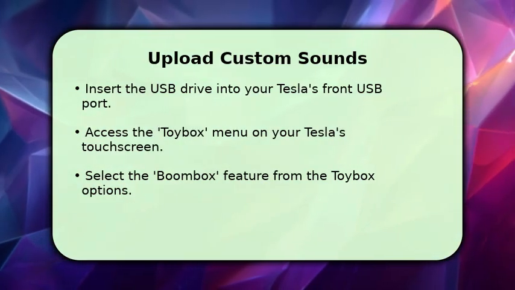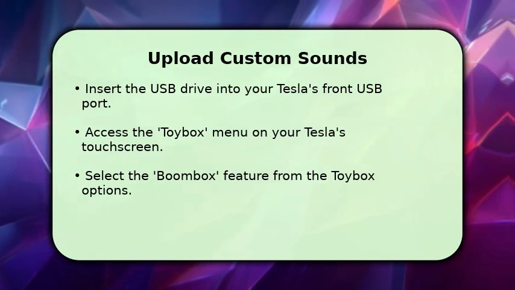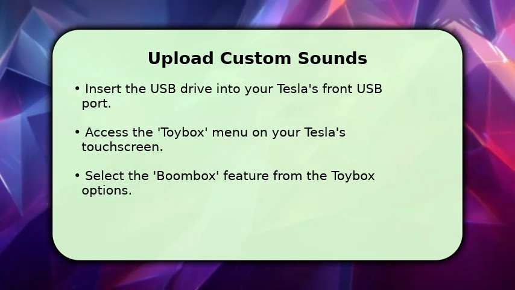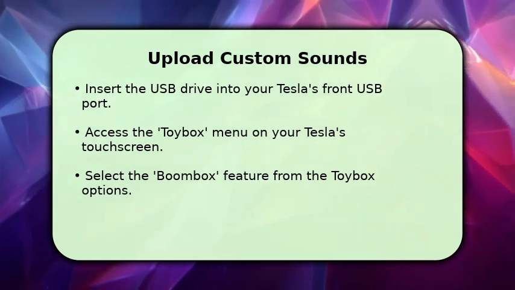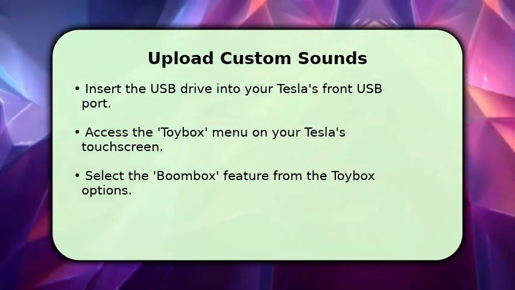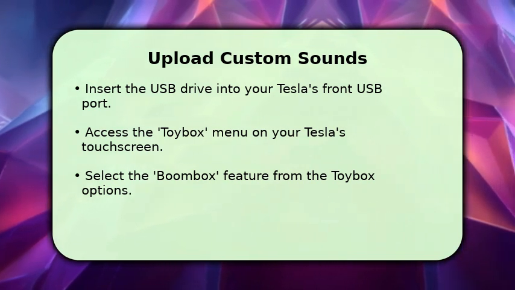Now, take your prepared USB drive and insert it into one of your Tesla's front USB ports. For some vehicles manufactured after November 2021, you might need to use the Glovebox USB port. On your Tesla's touchscreen, tap the app launcher, which looks like 3 dots, then select Toybox. From there, choose the Boombox feature.